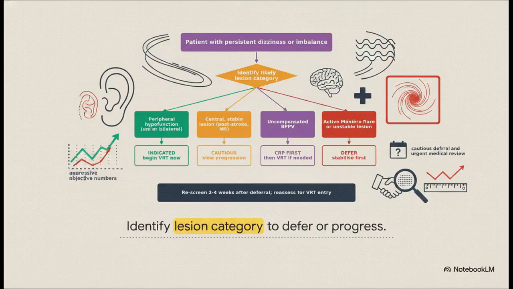When it comes right down to it, a carefully retested baseline tells the entire story. By identifying the lesion category early on, you can easily differentiate a stable peripheral hypofunction that is ready for some aggressive progression from an active, unstable lesion that needs cautious deferral and urgent medical review. Those objective numbers do incredible heavy lifting. They drive those onward referral pathways, and they secure profound patient buy-in. It's a whole different ballgame when your patients can actually see the hard data supporting your clinical decisions.